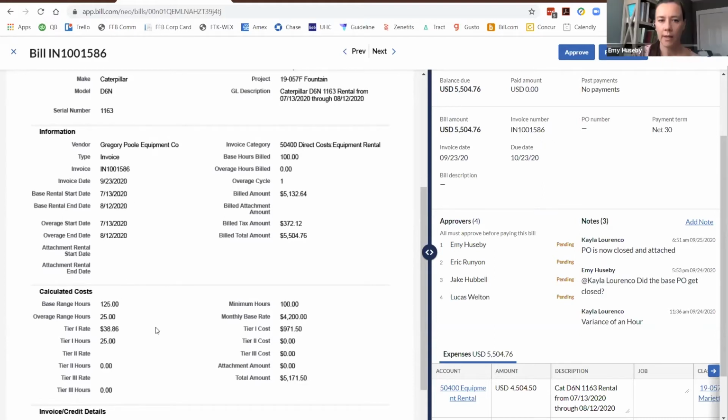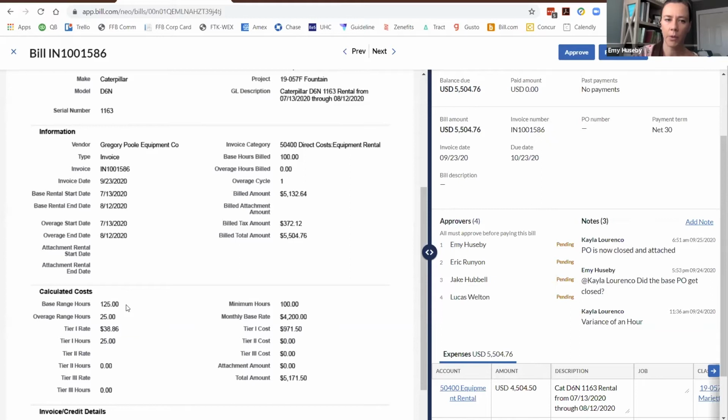Now on this one, they also charged us for overages, so we also put in the overage dates in looking at that. And so the overage hours here are 25. The base range hours gives you the total hours that were run on the machine, just completely looking at that. And then you can go over here to see minimum hours, shows the base hours that they bill. So if this base range hours was only 80, for example, you would still expect to see a bill for this 4,200 and the minimum hour rate of 100.